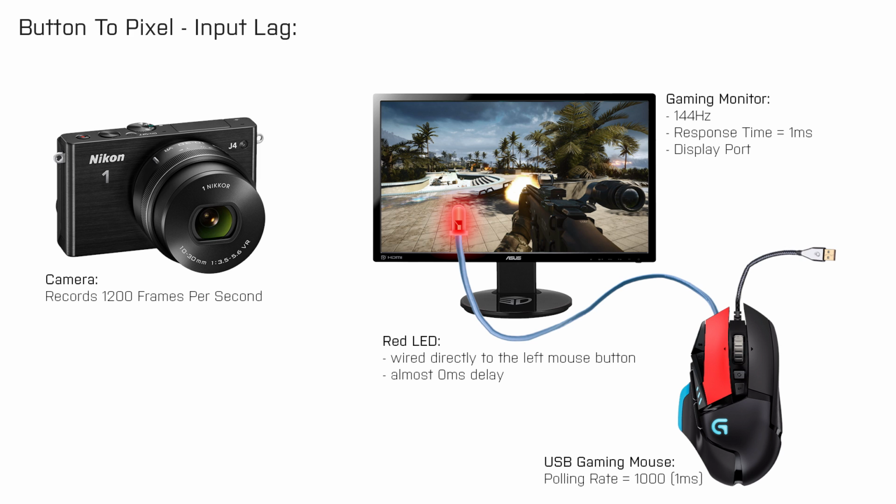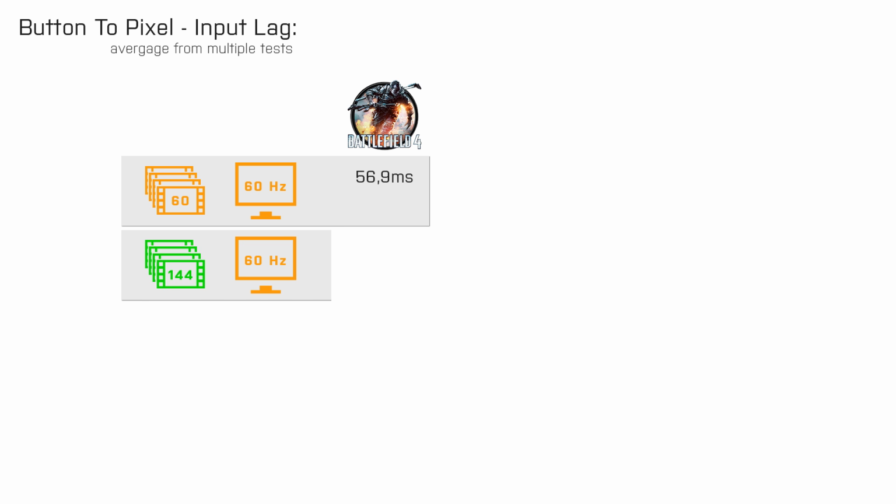After a lot of tests in Battlefield 4, I found out that if you play on a monitor with 60 Hz and let the game run at 60 frames per second, then you get an input lag of 56.9 milliseconds. If you increase the frame rate of the game to 144, then the input lag decreases by nearly 10 milliseconds, even though the monitor still runs at a refresh rate of 60 Hz.